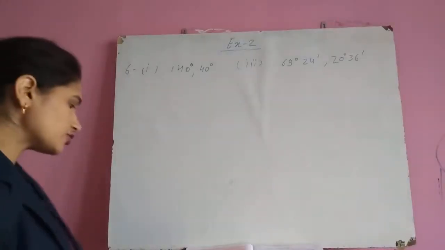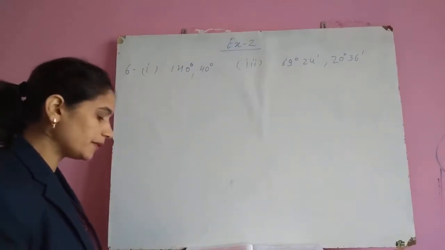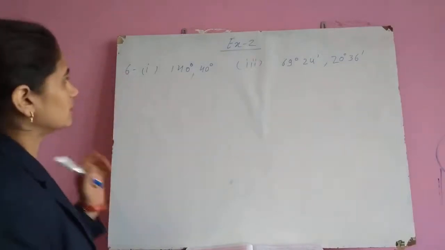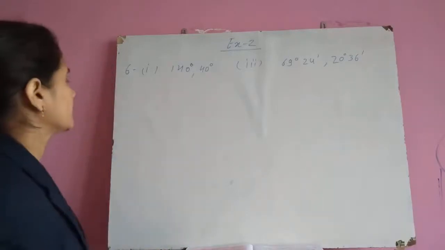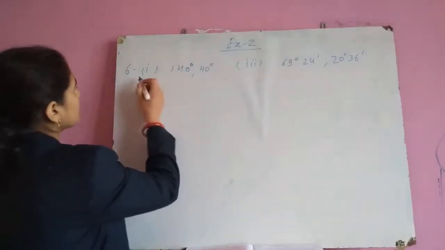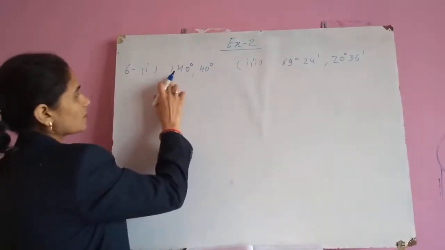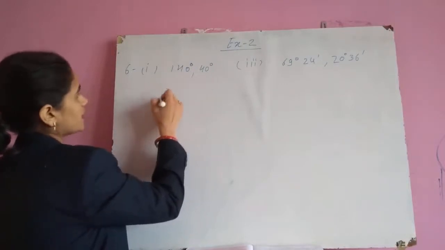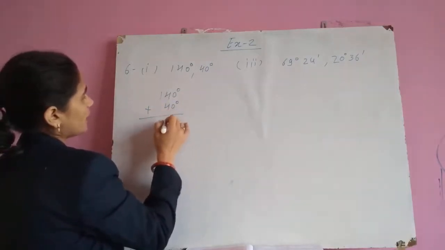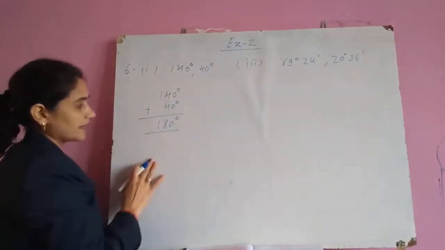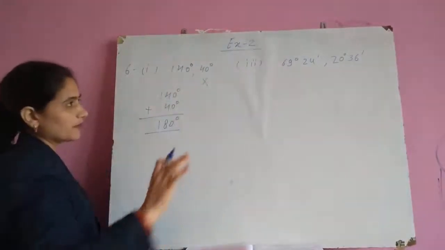Question number 6 is here. Choose the pair of complementary angles. For complementary angles, the sum of the pair should be equal to 90 degree. Complementary means 90 degree. In the first part, I am taking the first and third part. In the first part, two angles are here. First is 140 degree, second is 40 degree. We add 140 degree and 40 degree. What do we get? 180 degree. It is supplementary angle, not complementary. It means this pair is not complementary.